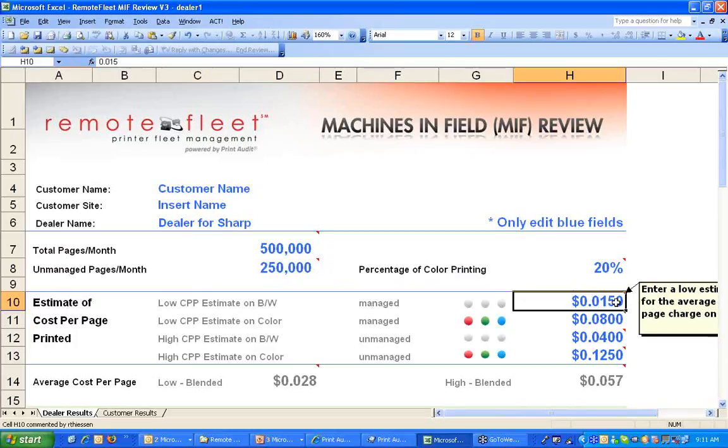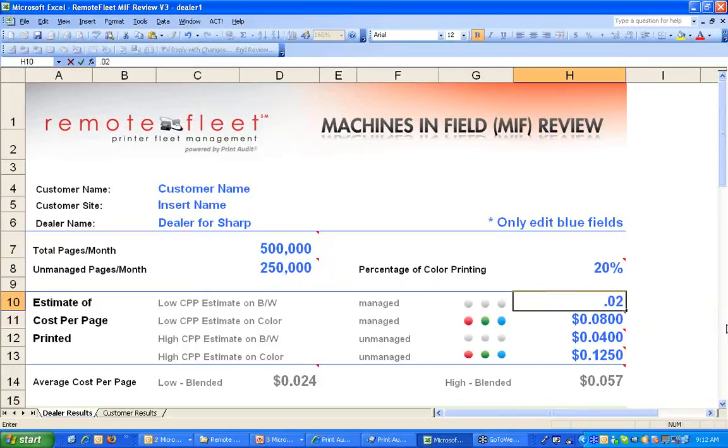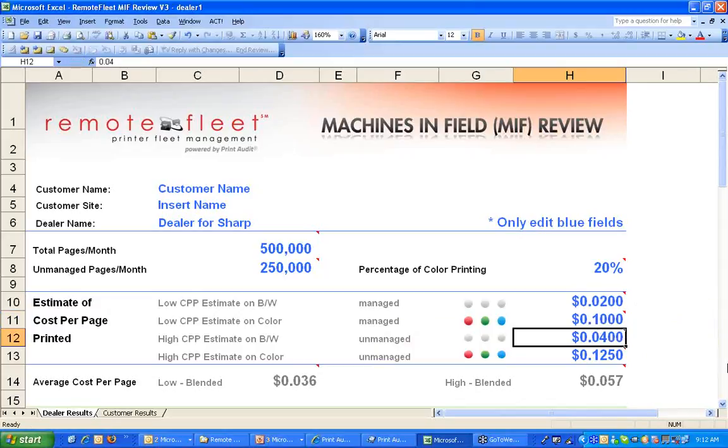But let's look at, once again, the assumption that about half are going to the low-cost printers already. And those low-cost printers, let's say they have a cost of roughly 1 cent per page. That's perhaps what you're charging on a managed services program. Or actually, that's probably a little bit low. If you're looking at including equipment, it might be 2 cents per page or something of that nature. The low cost per page estimate on color might then be about 10 cents per page.